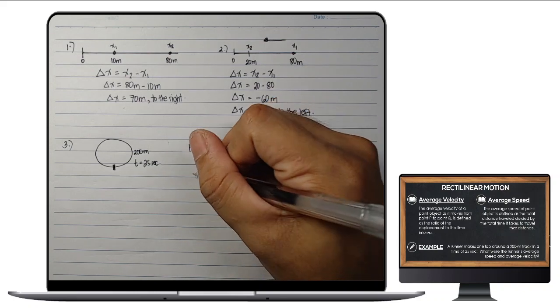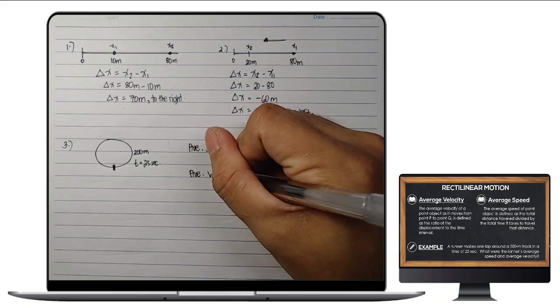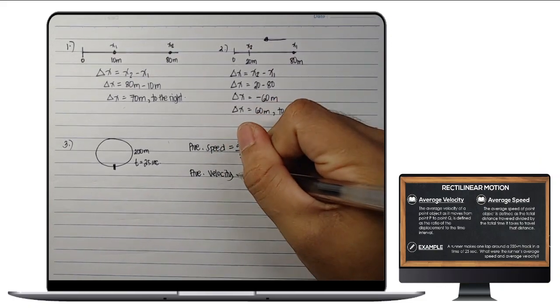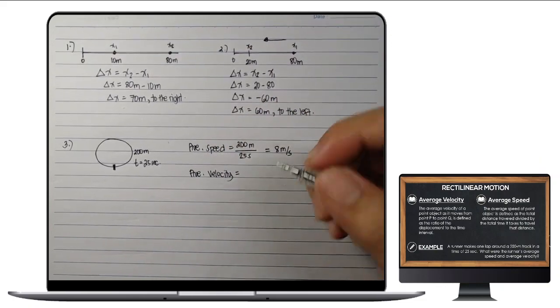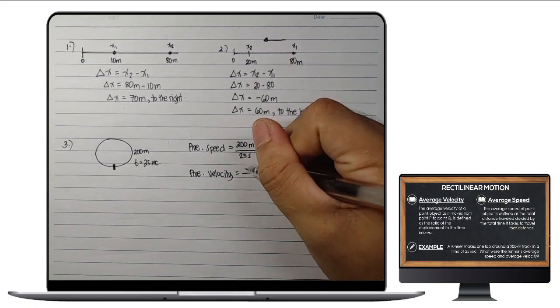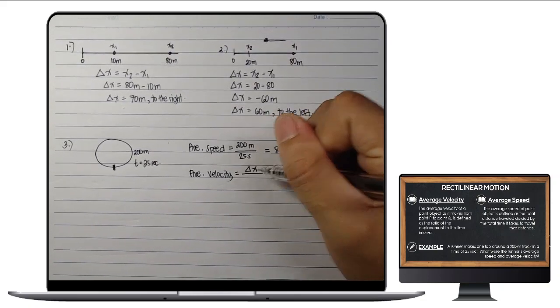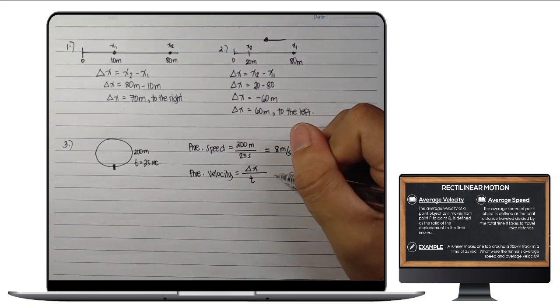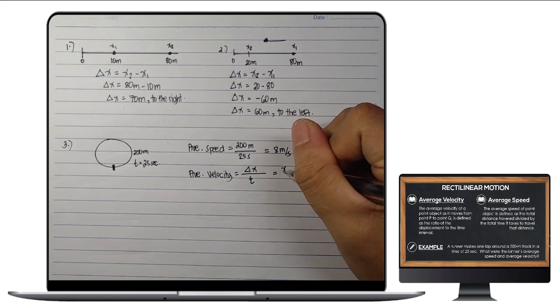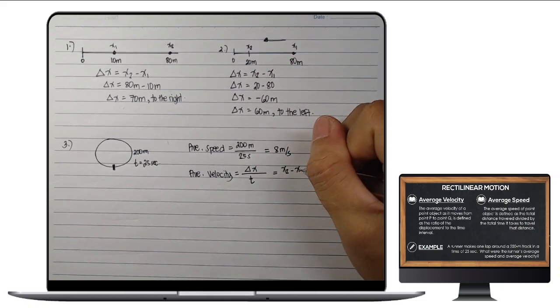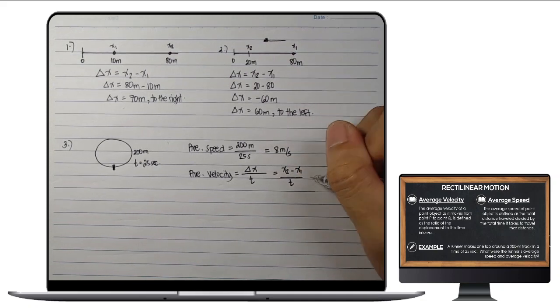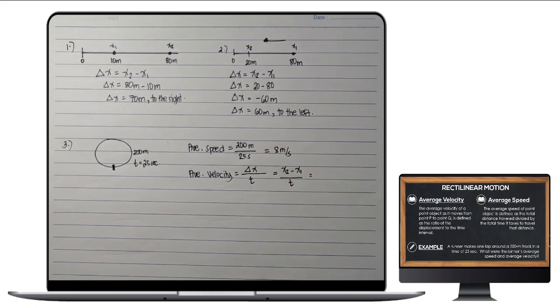Then let's have average velocity. Again, that is displacement over time. So the displacement, that is delta x, all over time. So the displacement is the final point minus the initial point divided by time. And take note that the final point and the initial point in this case coincide. Okay? So they coincide at the starting point, or the starting point and the final point of this lap is the same.